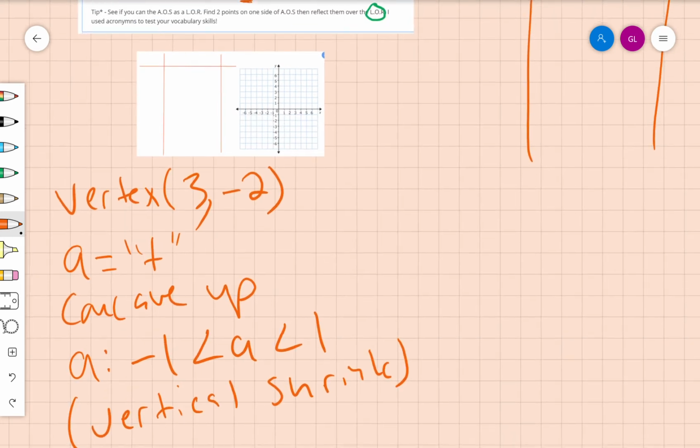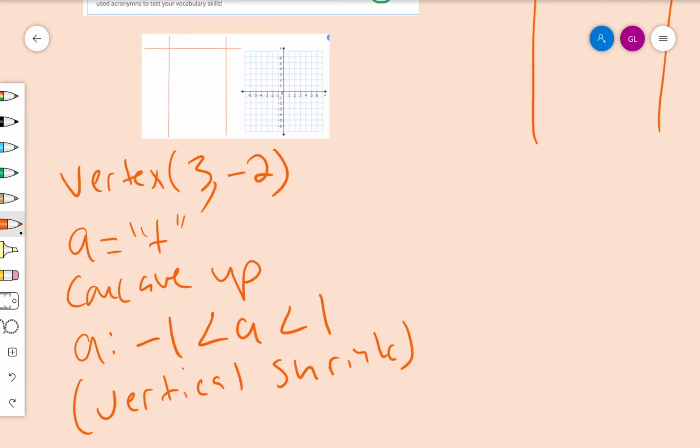We have a vertex point at (3, -2). So let me put that there if I can graph on this little tiny thing. (3, -2). There you go. Perfect. We know it's going to be a vertical shrink, so it's going to be a little bit of a wider graph when we start finding points.